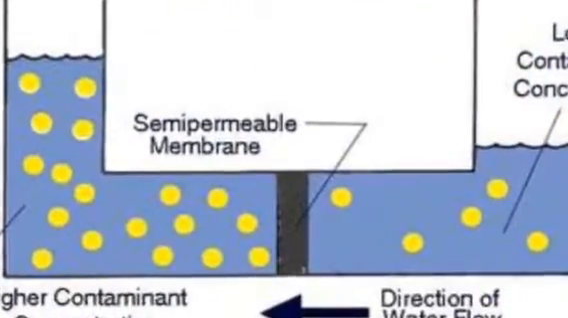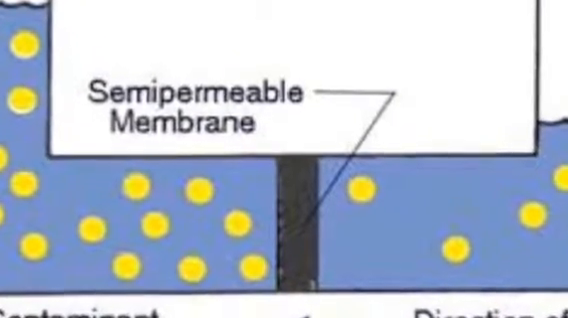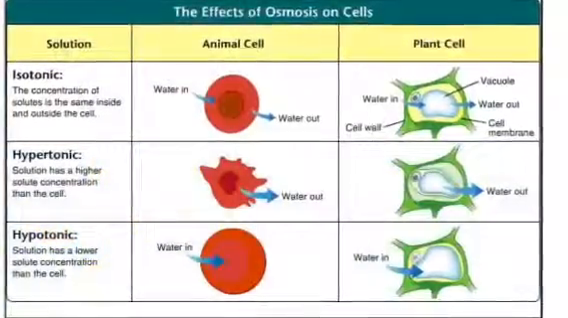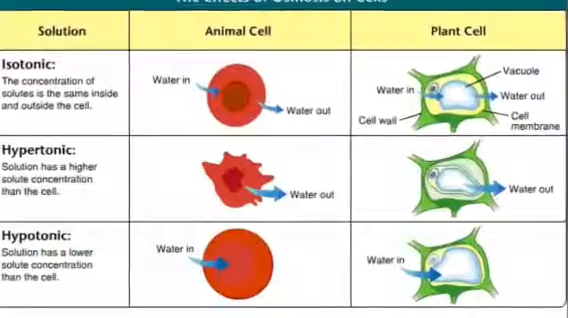Now let's talk about osmosis. Water can easily pass through. The selectively permeable membrane is what makes this statement true. Hypertonic, hypotonic, and isotonic are the three you must know.